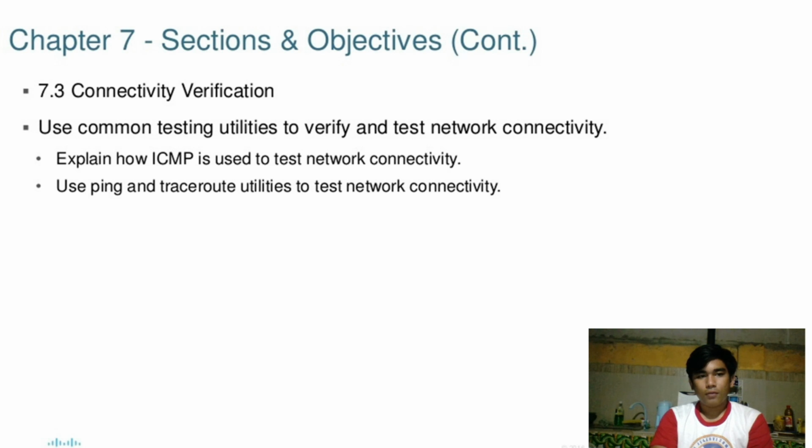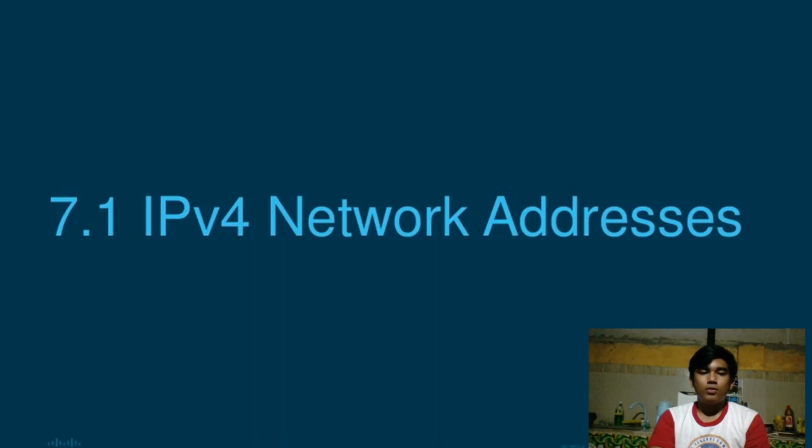For 7.3 connectivity verification, use common testing utilities to verify and test network connectivity. Explain how ICMP is used to test network connectivity. Use ping and traceroute utilities to test network connectivity.